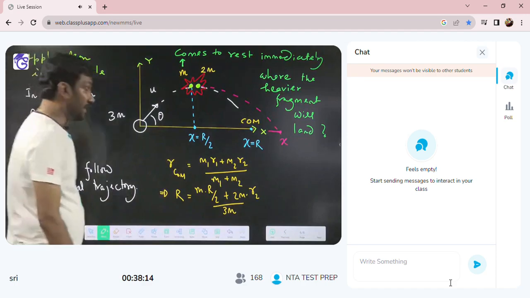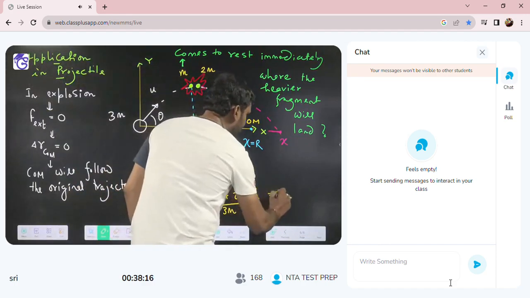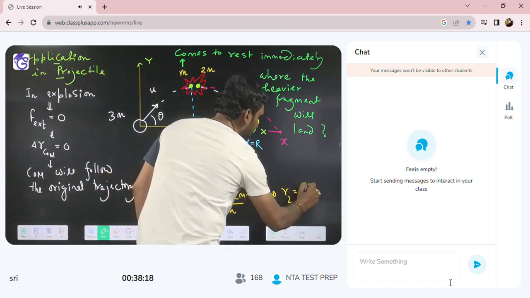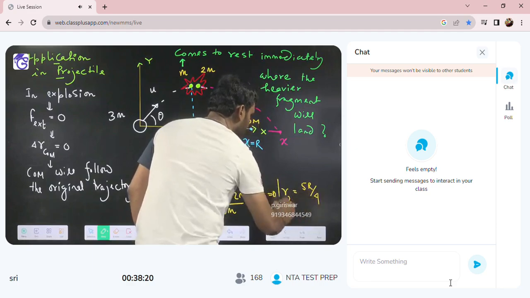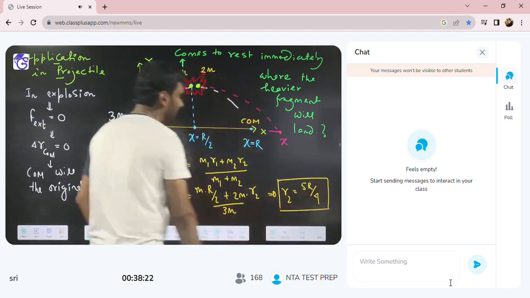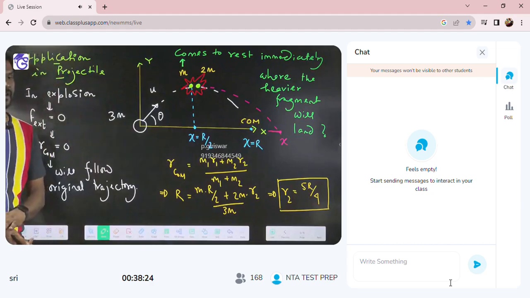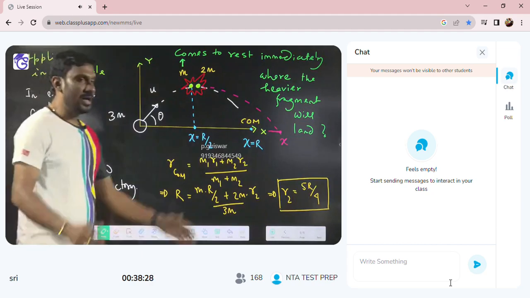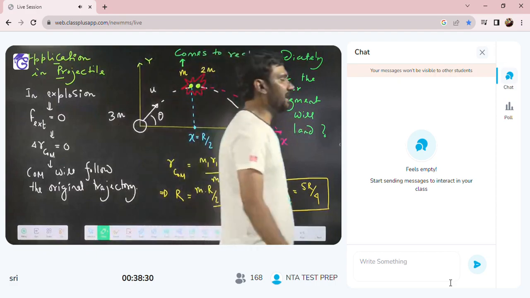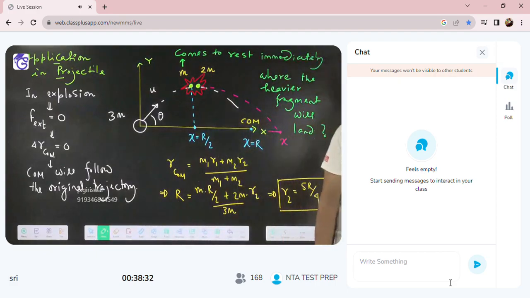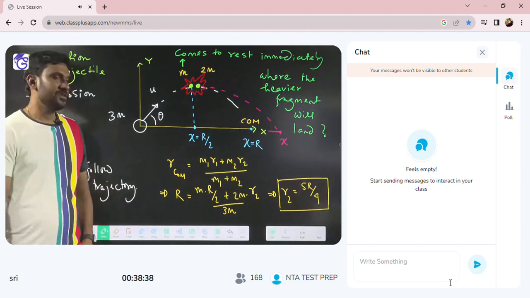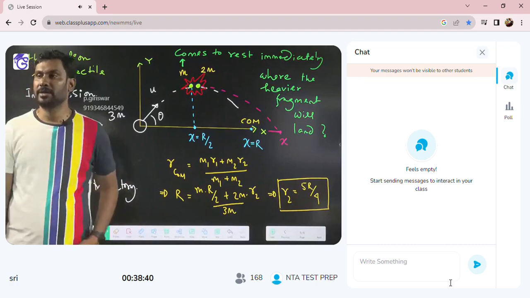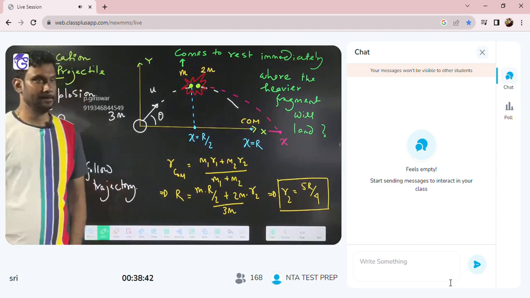Correct? If you calculate, please check and confirm that R2 is coming 5R by 4. My dear friends, quick calculation and confirm that R2 is coming 5R by 4. Everyone, I want response from everyone. So please check and confirm that R2 is coming 5R by 4. Please respond quickly. Check out the calculation and tell me it is coming at 5R by 4.